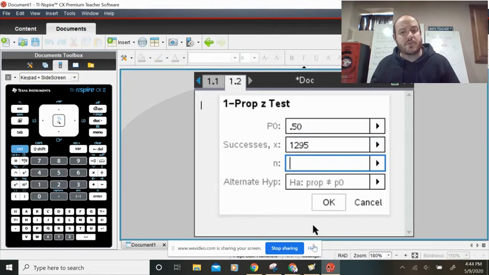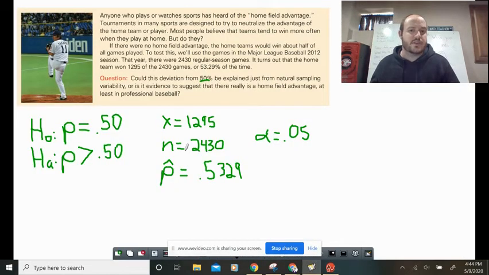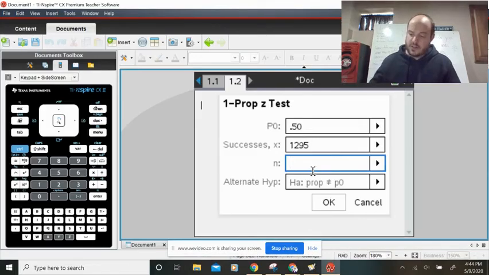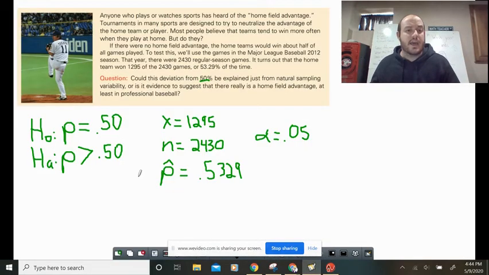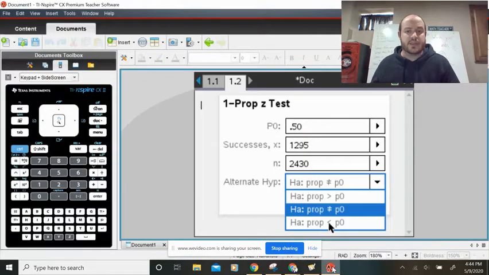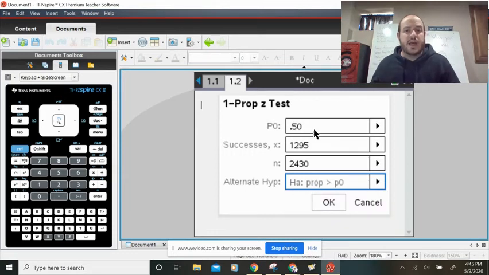Then we go down to our sample size. What was our sample size? Our sample size was 2,430. And in terms of our alternative hypothesis, again, we went through the trouble of writing this out. We have p is greater than 50%, so in this case, we want to use the one that has greater than, which is the top option. Now, I have put in all the data our calculator needs in order to do a hypothesis test.